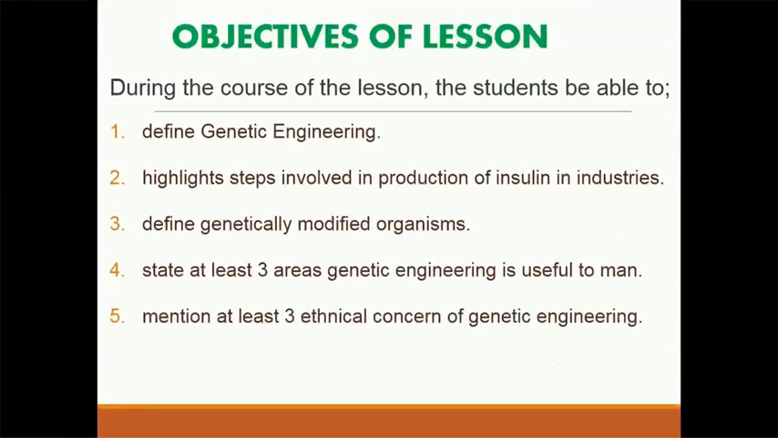Objectives of lesson. During the course of the lesson, the students should be able to: 1. Define genetic engineering. 2. Highlight steps involved in the production of insulin in industries. 3. Define genetically modified organisms. 4. State at least 3 areas genetic engineering is useful to man. And number 5. Mention at least 3 ethical concerns of genetic engineering.